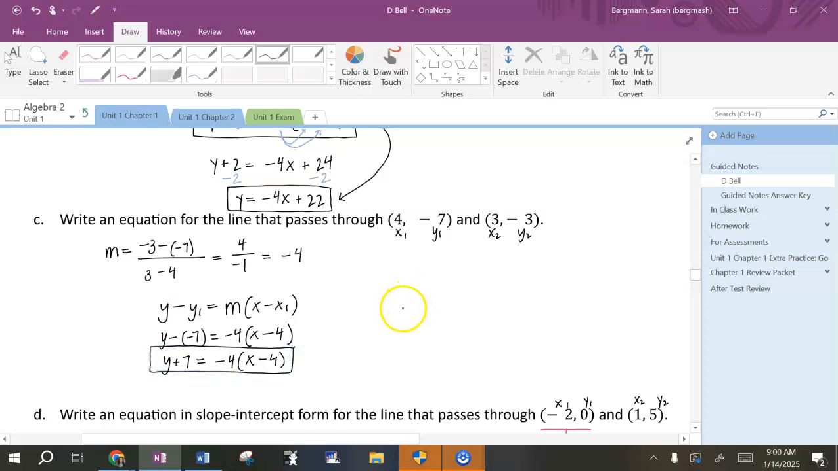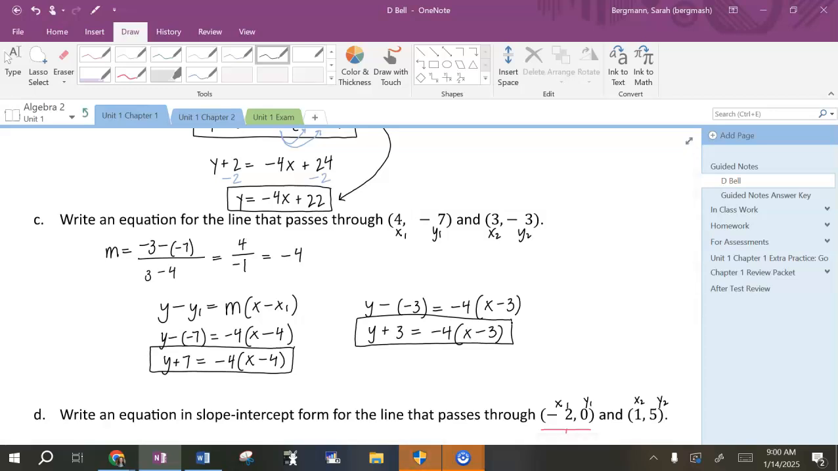You could have also used the second point for the point that you plugged in, so it would look like this. You could have done y minus -3 equals -4 times x minus 3, and then you would have y plus 3 equals -4 times x minus 3. That would be a perfectly good answer, even though it doesn't look the same as the other one. If you were to put both of these equations into slope-intercept form, they would be the exact same.